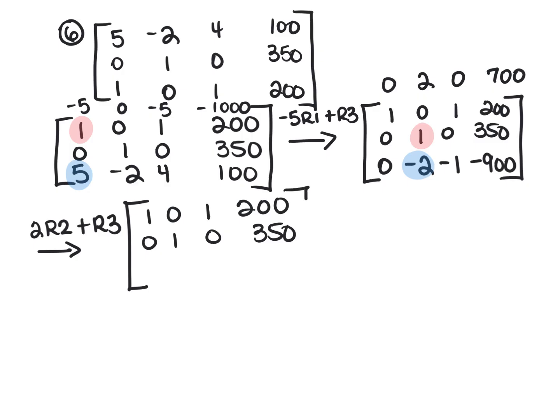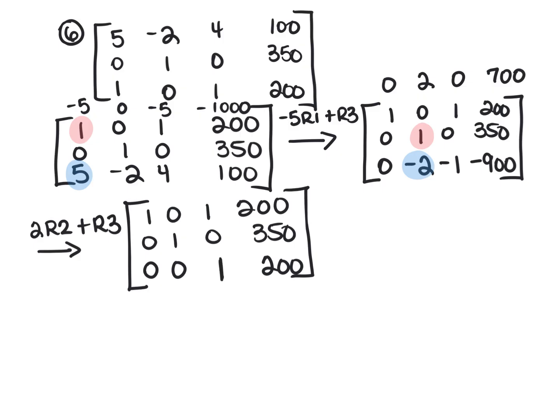And now we add. So we have 0 plus 0 is 0. 2 plus negative 2 is also 0. I have 0 plus negative 1 is negative 1. And then I have 700 minus 900. So I have negative 200. The last thing I'm looking at is this needs to be positive 1. So we multiply that row by a negative, which changes this sign to a positive and this sign to a positive.